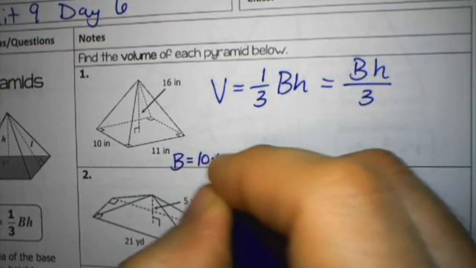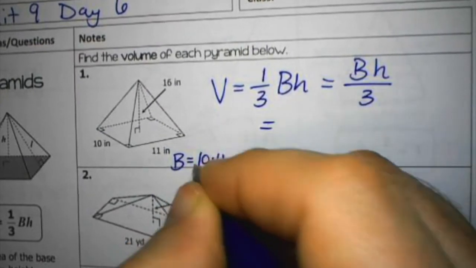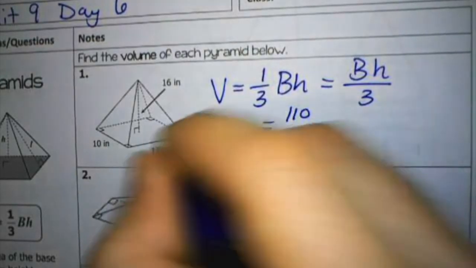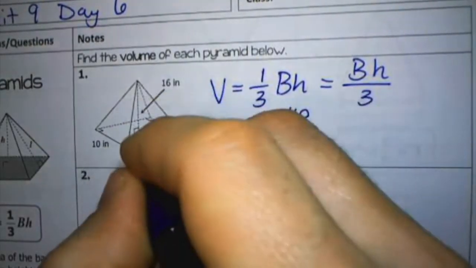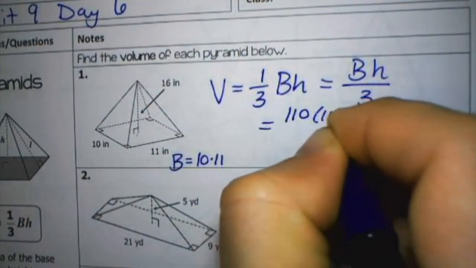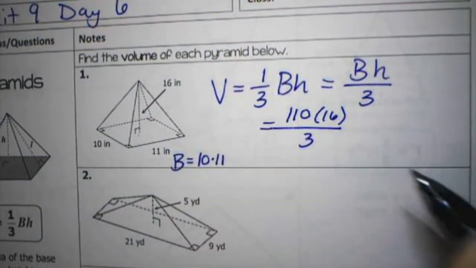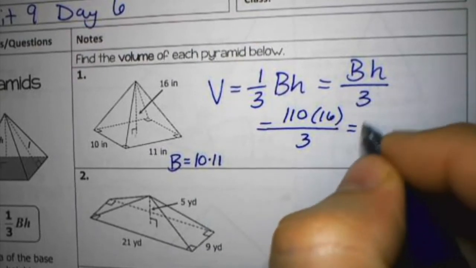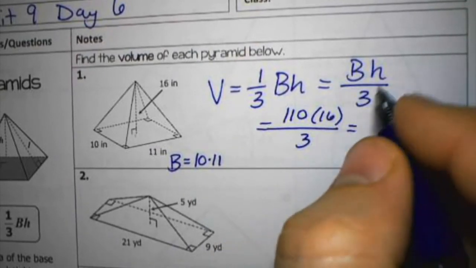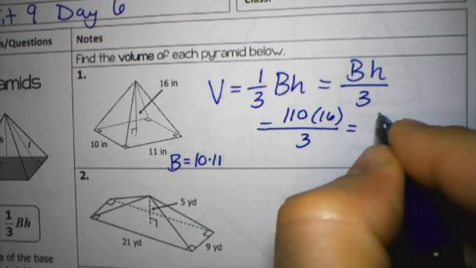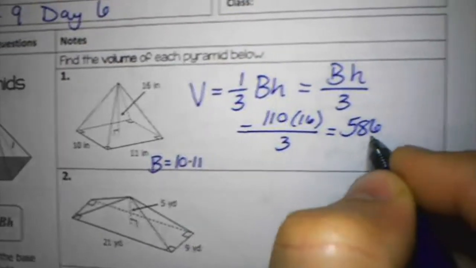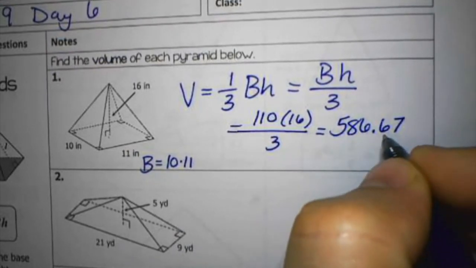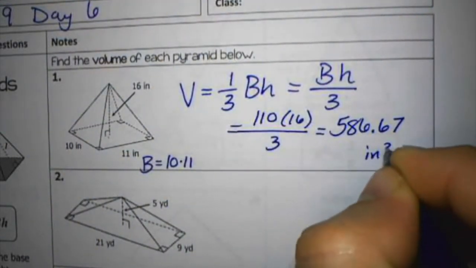If I wanted to do that separately, I could, or I could plug this directly into the formula. But either way, 10 times 11 is 110 for the area of the base. The height of the pyramid here is 16, and that's all divided by 3. So we do that calculation. We get some different decimals this time because we're dividing by 3. In this case, we get 586.67, when we round it, cubic inches.